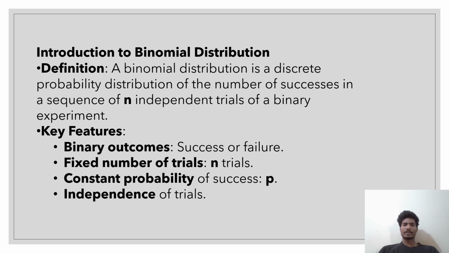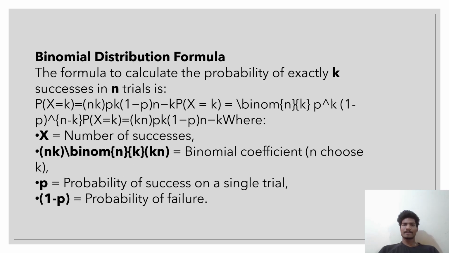of binary experiments. Key features: binary outcomes, success or failure. It depends upon success or failure. Fixed number of trials. There are n number of trials and a constant probability of success, P. Independence of trials. These are the key features of binomial distribution.